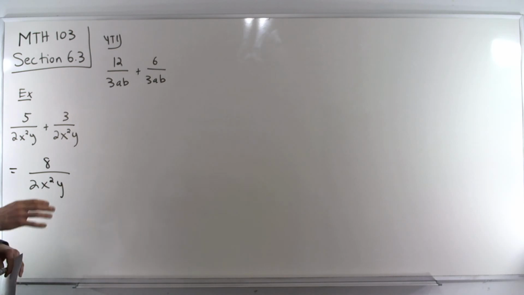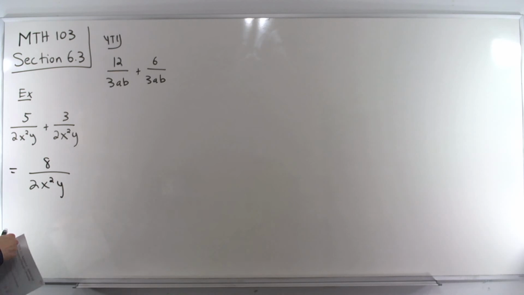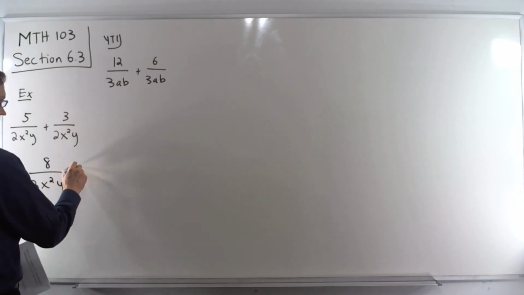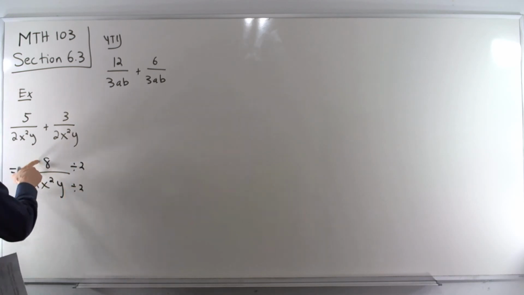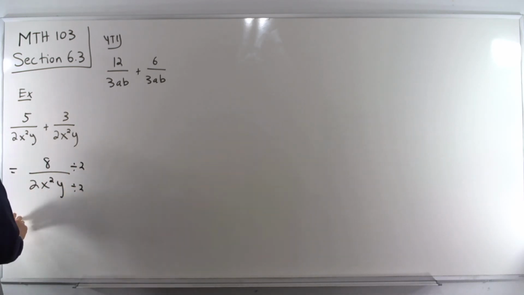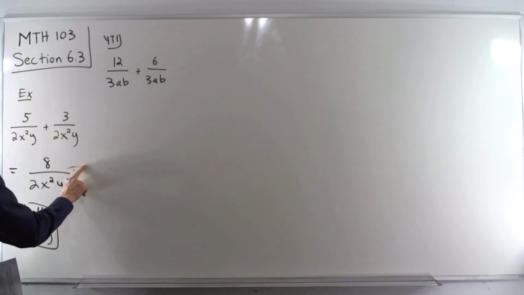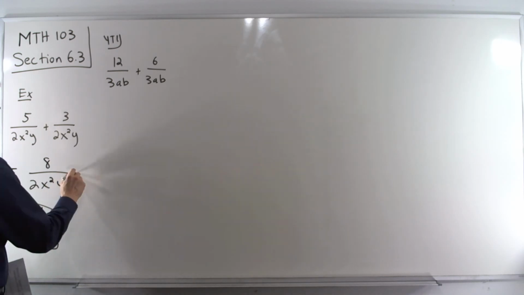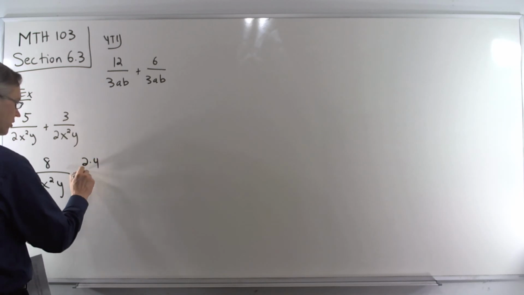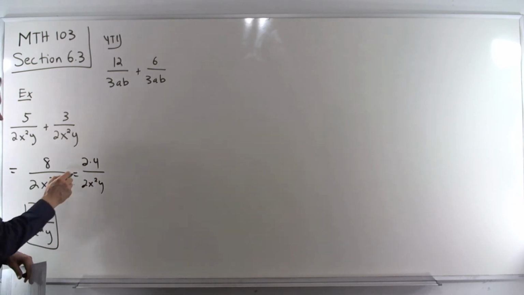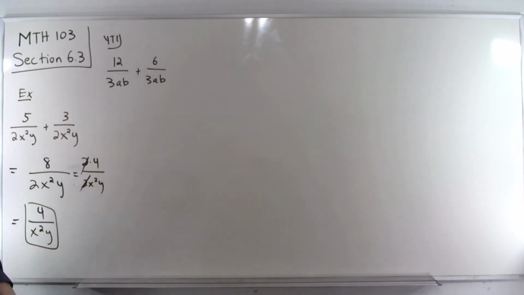Always when we're done adding or subtracting, we have to look for opportunities to simplify. So there's a couple of different ways you can think about simplifying this. We can either divide both the numerator and denominator by 2, and that gives us 4 over x squared y. So that's one way to do it. Or you can write it like this. We're going to write 8 as 2 times 4 over 2x squared y, right? So I just factored the top and then canceled the 2's, and you get the same result.